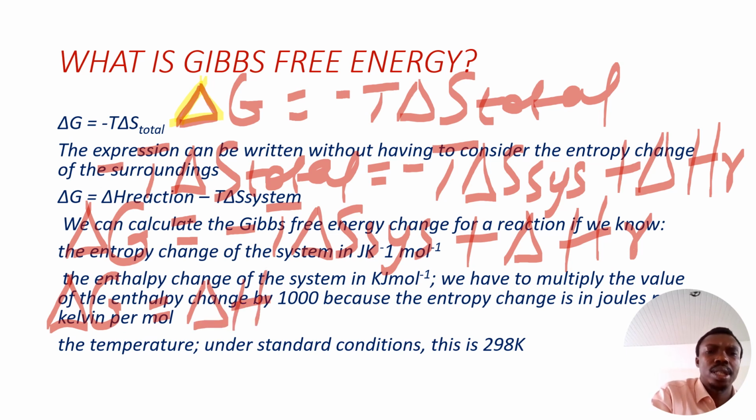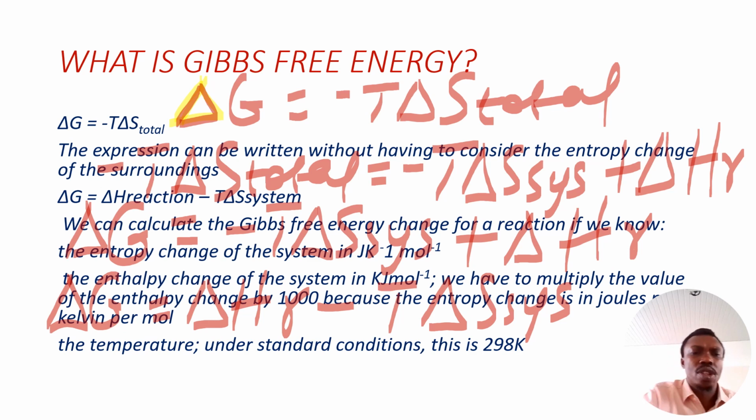If we rearrange this, we'll now have delta G equal to what? Delta H, the enthalpy change of the reaction, minus what? T delta S system. So the expression gives us the relationship between the free energy, the enthalpy change of the reaction, and the entropy change of the system, whereby T is the temperature.